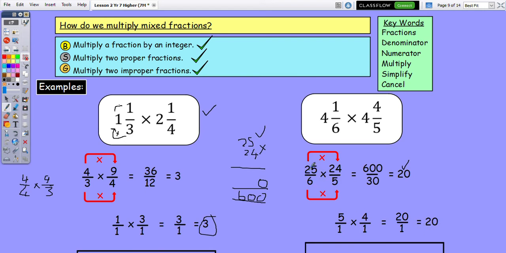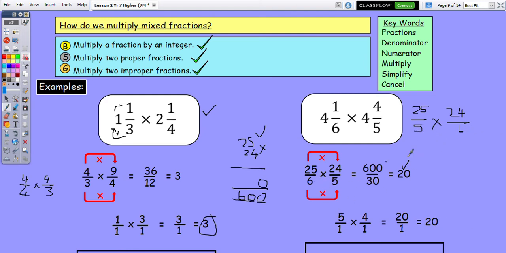So again, let me show you what I've done. I've realised that 25 and 5 have something in common. 24 and 6 have something in common. So I have rewritten the fractions as 25 over 5 multiplied by 24 over 6, because 6 multiplied by 5 is the same as 5 multiplied by 6. Am I allowed to do that?